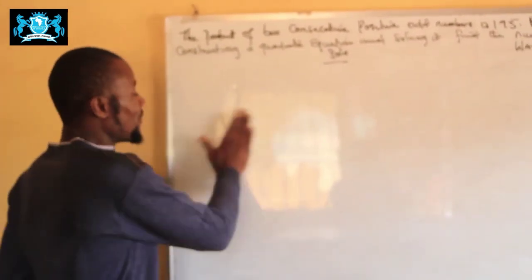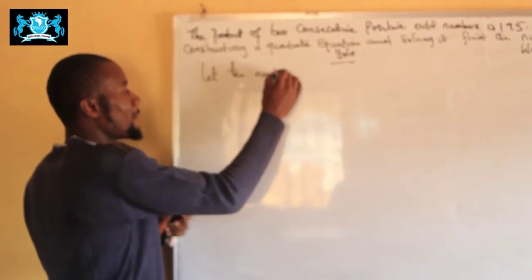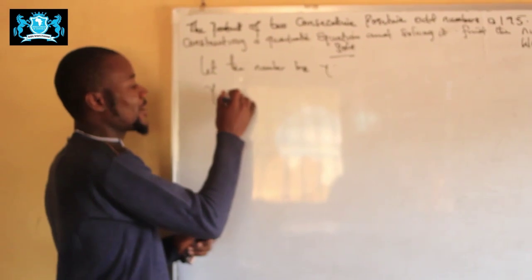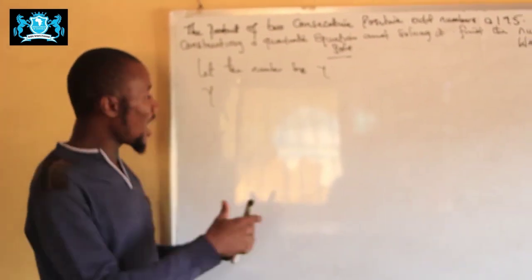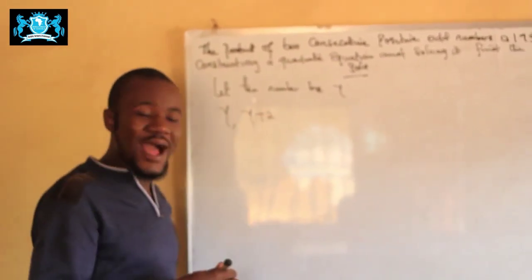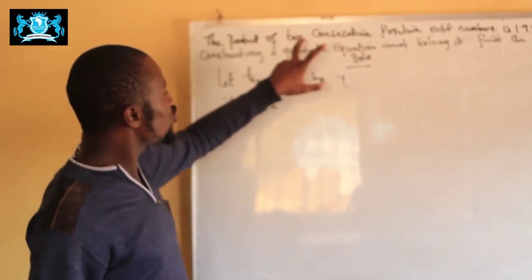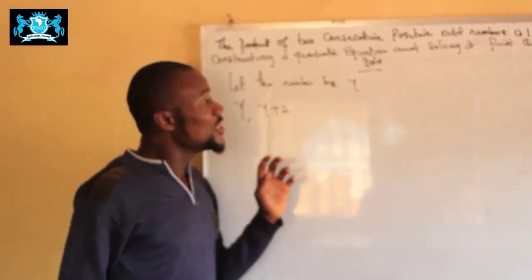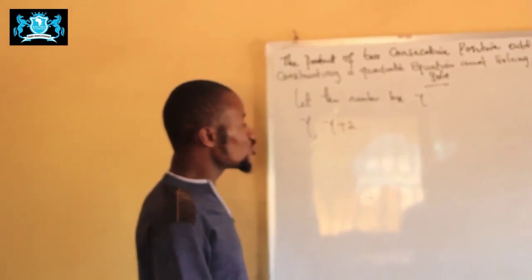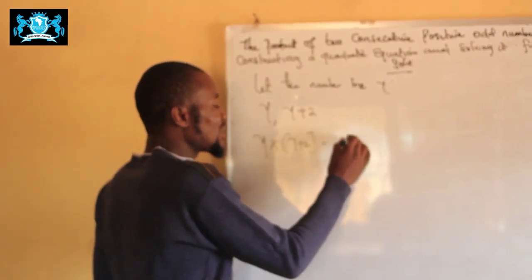So now, let the number be y. The first number will be y, as with 1. Then the next one, because they say there are two, will be y plus 2, because you are adding 2 to get the next odd number. Now the question says the product of the two consecutive odd numbers is 195, and product in maths means multiplication. So y times y plus 2 will give us 195.